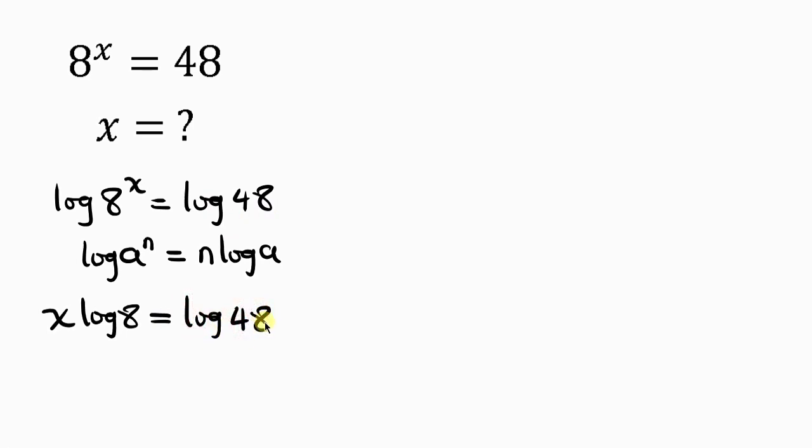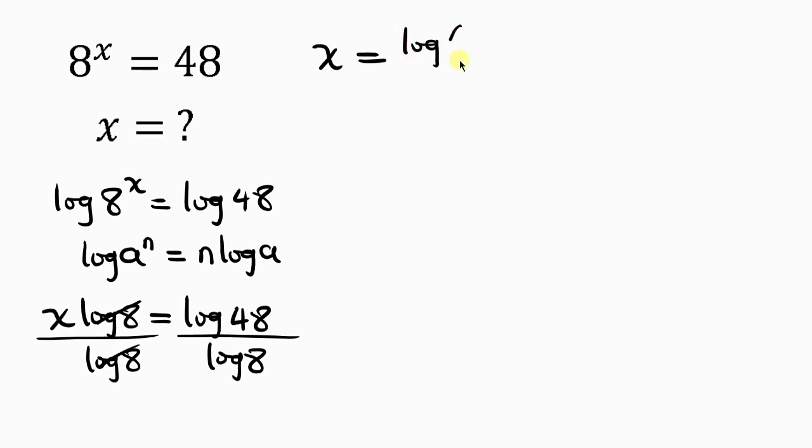Our next step will be for us to divide both sides by log 8. So I'll divide the left hand side by log 8, and I'll also divide the right hand side by log 8. So log 8 cancels log 8, leaving behind x equal to log 48, which can also be written as log of 8 times 6, since 48 is the same as 8 times 6, all over log 8.